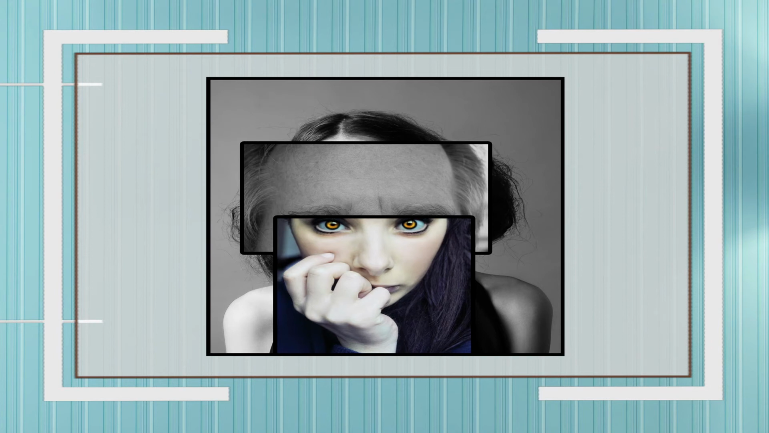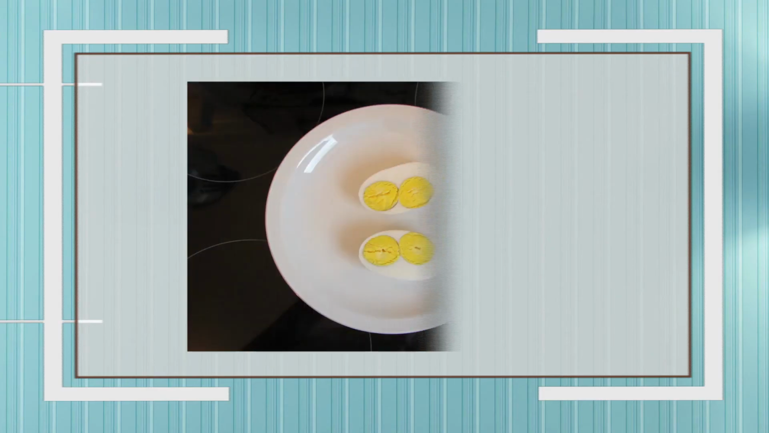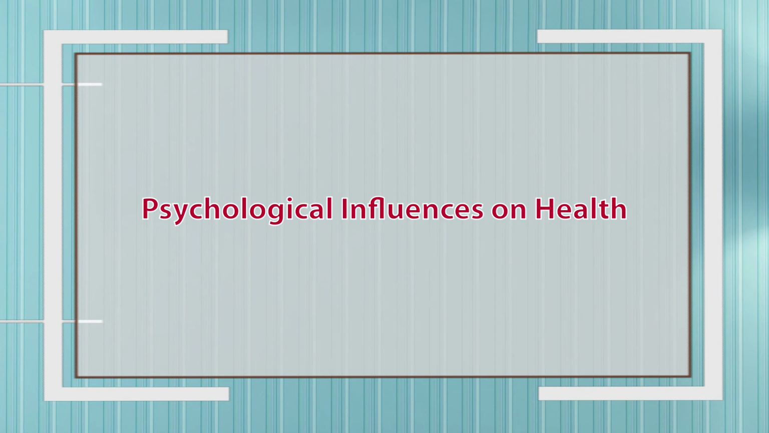In schizophrenia, for example, if one monozygotic twin develops schizophrenia, there is at least a 60% chance that the co-twin will also develop that disorder. Considering that the prevalence of schizophrenia in the population is only 1%, it is clear that genetic factors play an important role in the development of this disorder. At the same time, 40% of co-twins do not develop schizophrenia, suggesting that genes do not account for all the inheritance. Instead, certain non-biological, that is environmental, factors play a role in expression of the disorder in those with a pre-existing genetic risk. Now we will discuss the psychological influences on health.